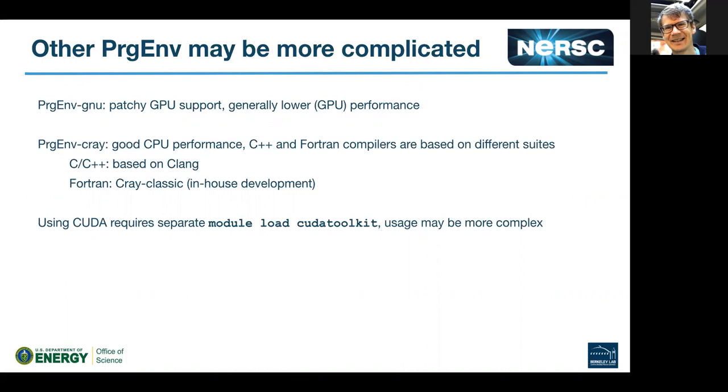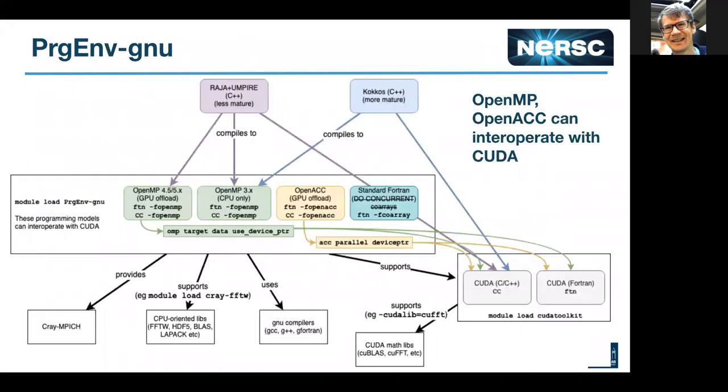So that means we've got a split within the programming environment. The C and C++ compilers are based on LLVM, whereas the Fortran compiler is developed completely in-house. For both of these, for GNU and for Cray, and generally for everything that's not NVIDIA, CUDA is not built into the environment. So there'll be a separate module load of the CUDA toolkit that you'll need to do to get access to the CUDA libraries.